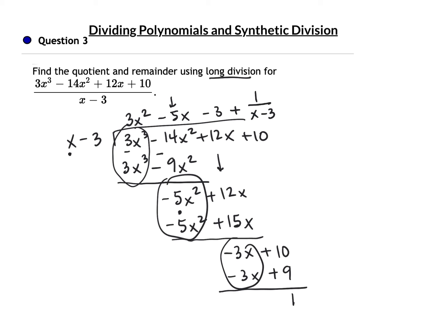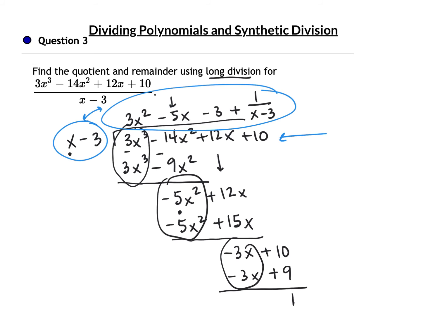The way to check this, which isn't fun, it's worse than dividing it, is you multiply this times this. You have to, like when we FOIL, but this isn't FOIL. The FOIL is really only for a binomial. But if you multiply these two, you'll get the dividend, 3x cubed minus 14x squared plus 12x plus 10.